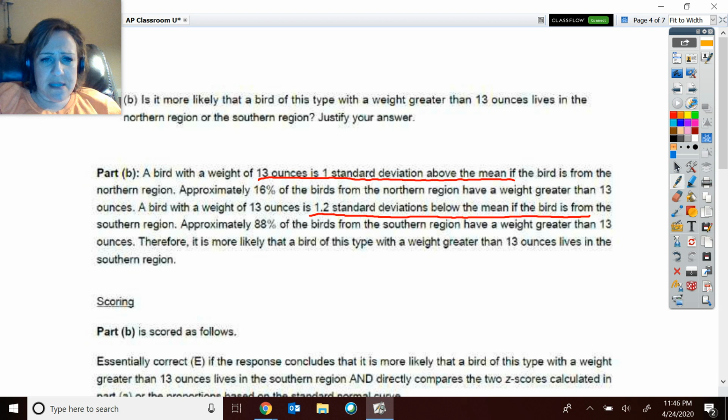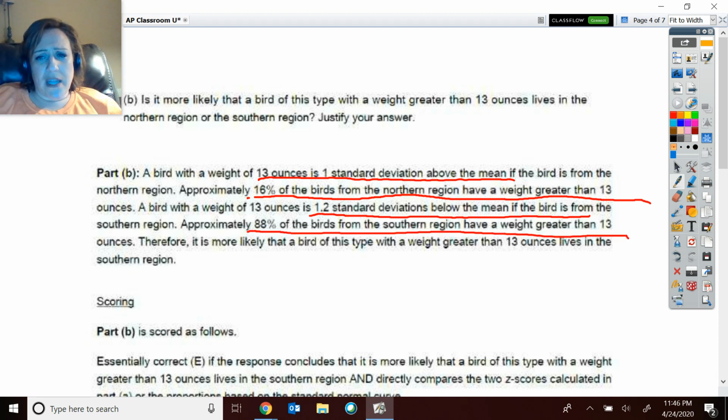So let's see what this says about this information. 16% of the birds from the north weigh more than 13 ounces, and 88% of the birds from the south have a weight greater than 13. So therefore, it is more likely that a bird of this type with a greater weight.